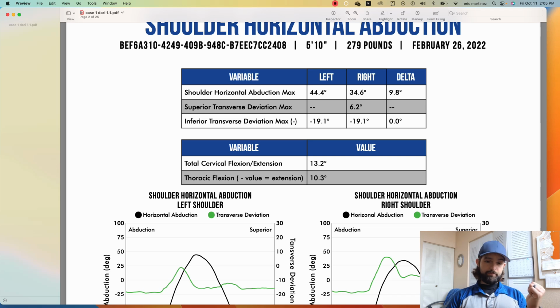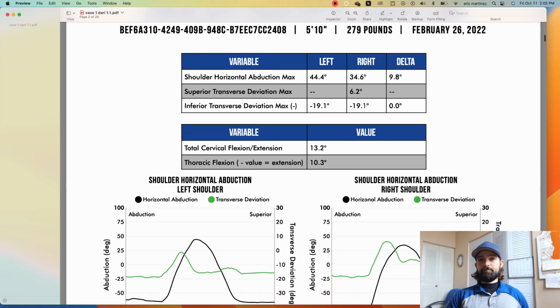Sorry, out. So there's something going on. Abduction is away. So something's going on that's not allowing him to open up as much as he can on the right side versus the left. It's not major, but it is in there. It's almost 10 points. Could be right pec tightness. Okay. And we have to relook at that.